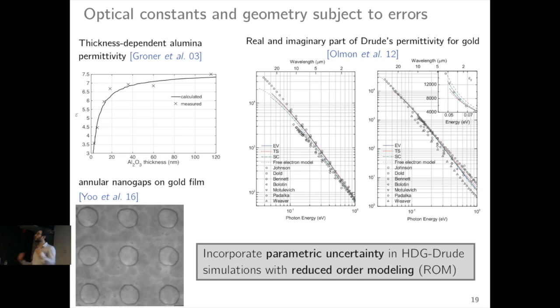And it's unclear which one is the most suitable to use in the simulations. Finally, due to the extreme manufacturing constraints of these nanoscale geometries, instead of having perfect structures, in this case perfect rings, we're most likely going to have structures that differ quite a bit from their nominal specifications. So it's important to take them also into account in the simulations. Overall, we propose to take into account this variability that comes from both the materials and the geometry using reduced order modeling.